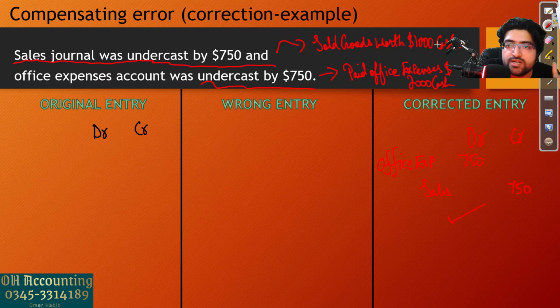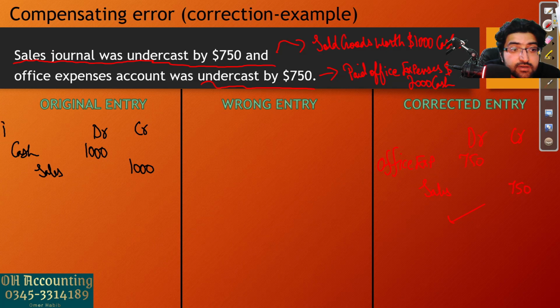So sold goods worth $1,000 cash. We are getting cash. Cash is an asset. When assets increase, we debit them. Sales is an income. It is increasing in the business. When incomes increase, we record them on the credit side. This is the entry for transaction number 1.